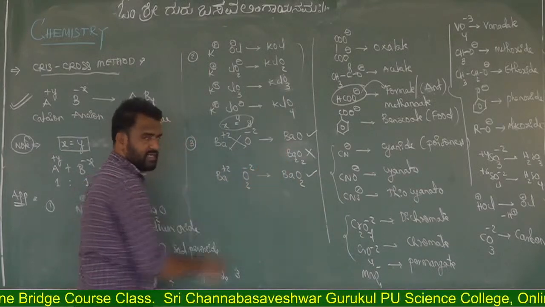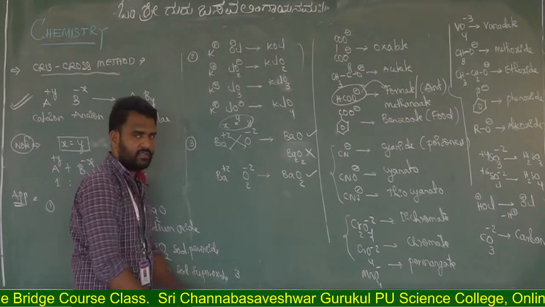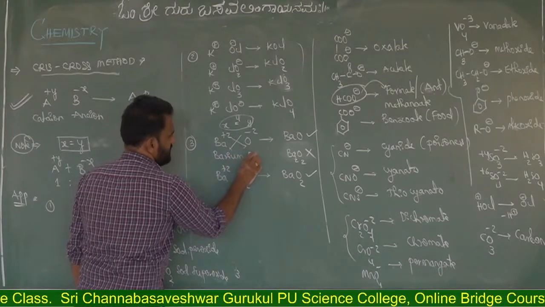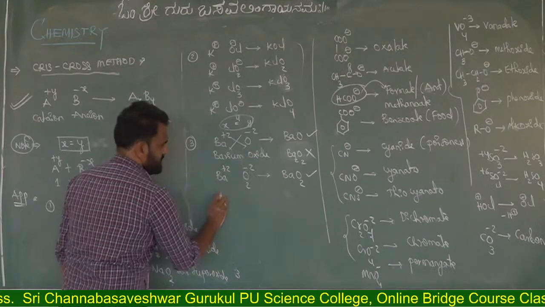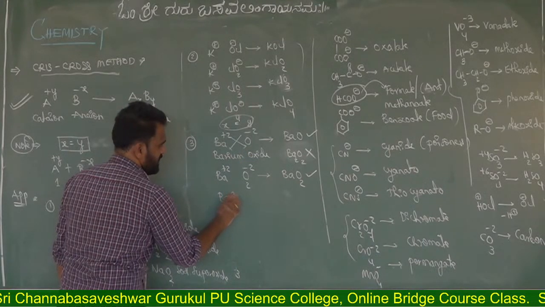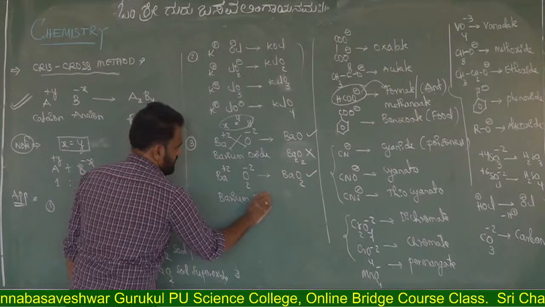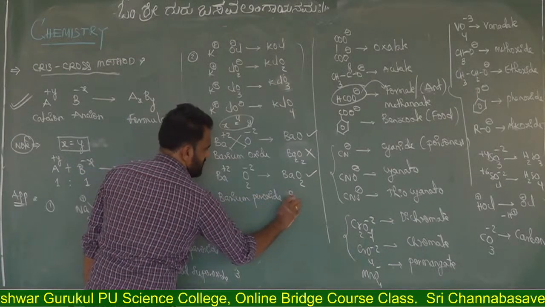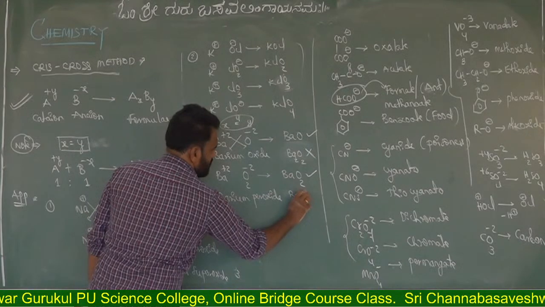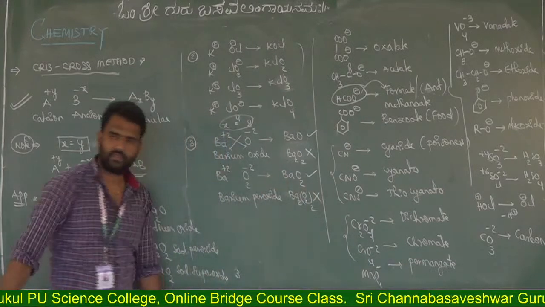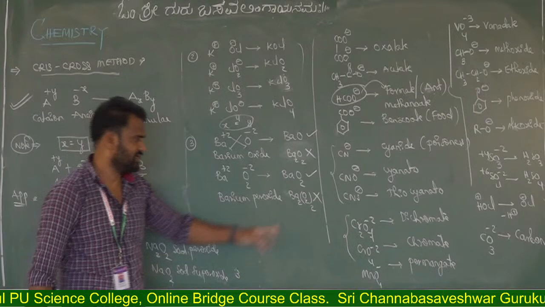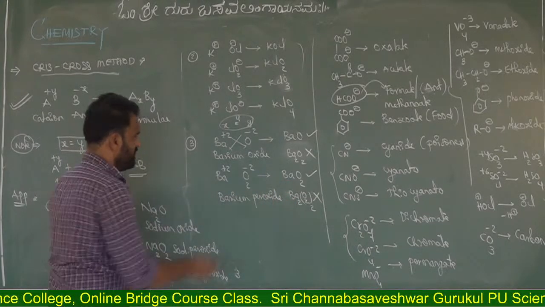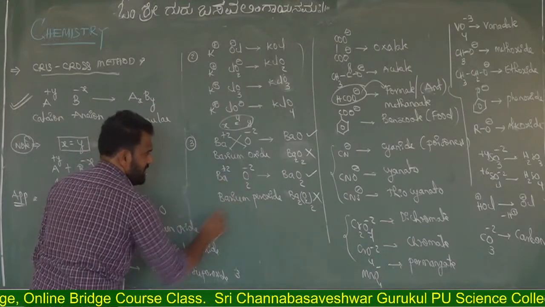This is barium oxide. First one is barium oxide, and this is barium peroxide. We are going to write barium peroxide. If you write like this, with O2, it will be wrong. The barium peroxide formula is this one, not this one. If you write like this, it will be wrong. So this is barium oxide, and this is barium peroxide.